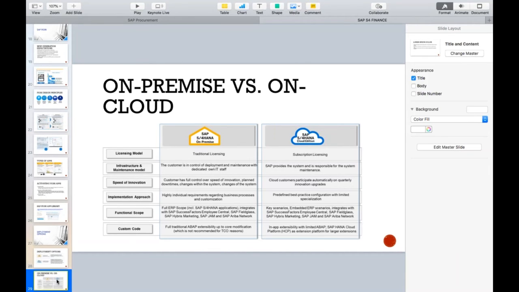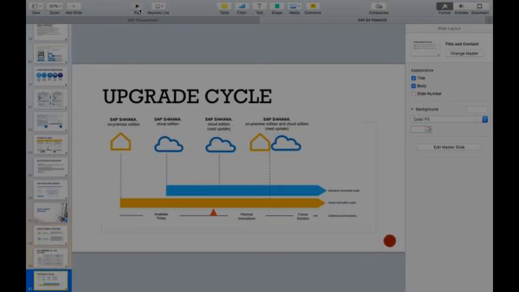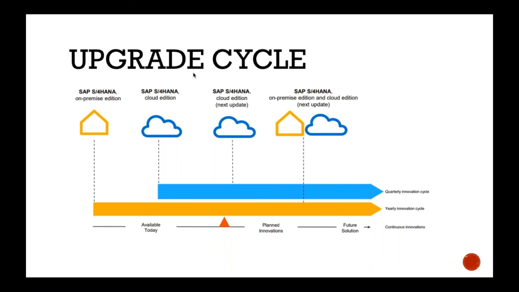One more thing, the difference between on-premise and cloud. In case of on-premise, what are the different versions and at what intervals the versions are coming?